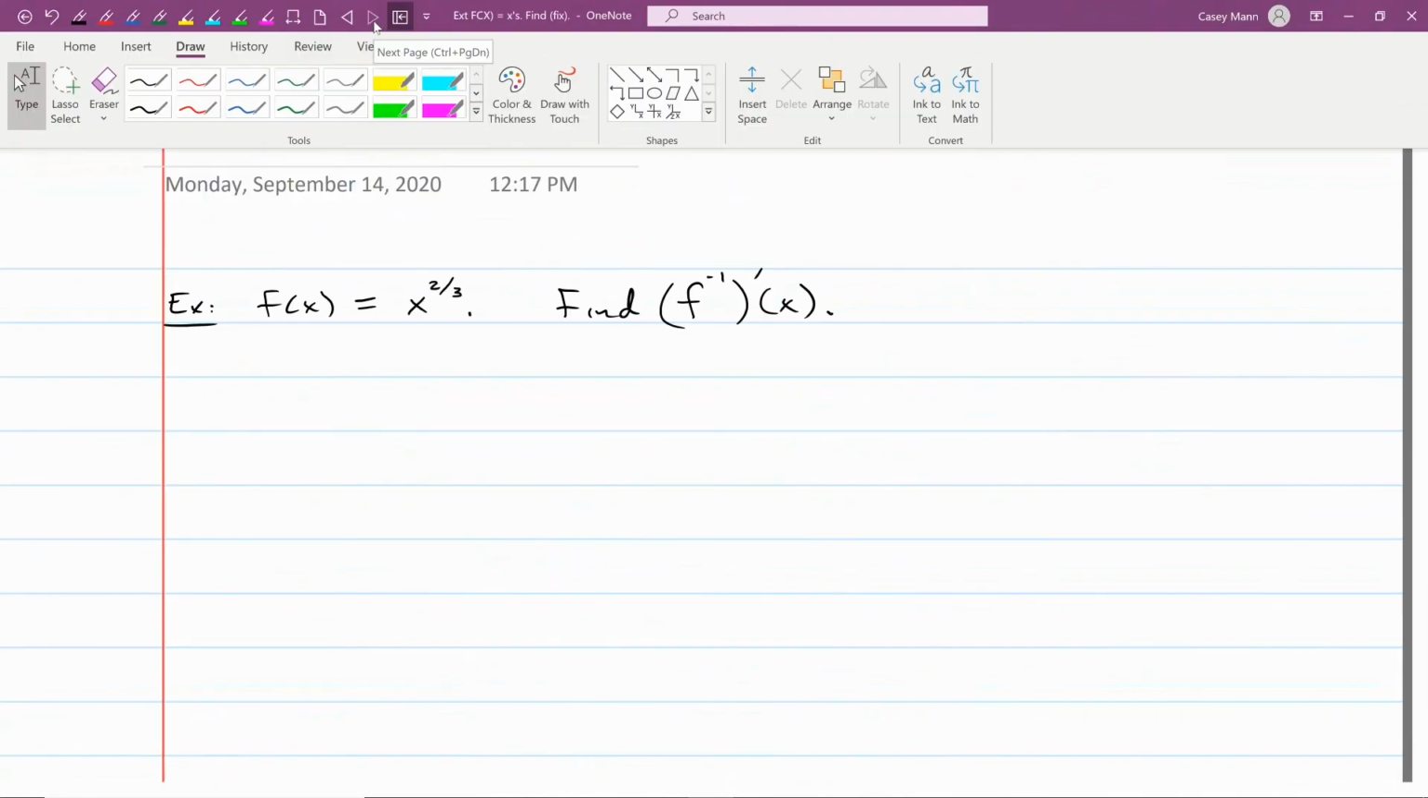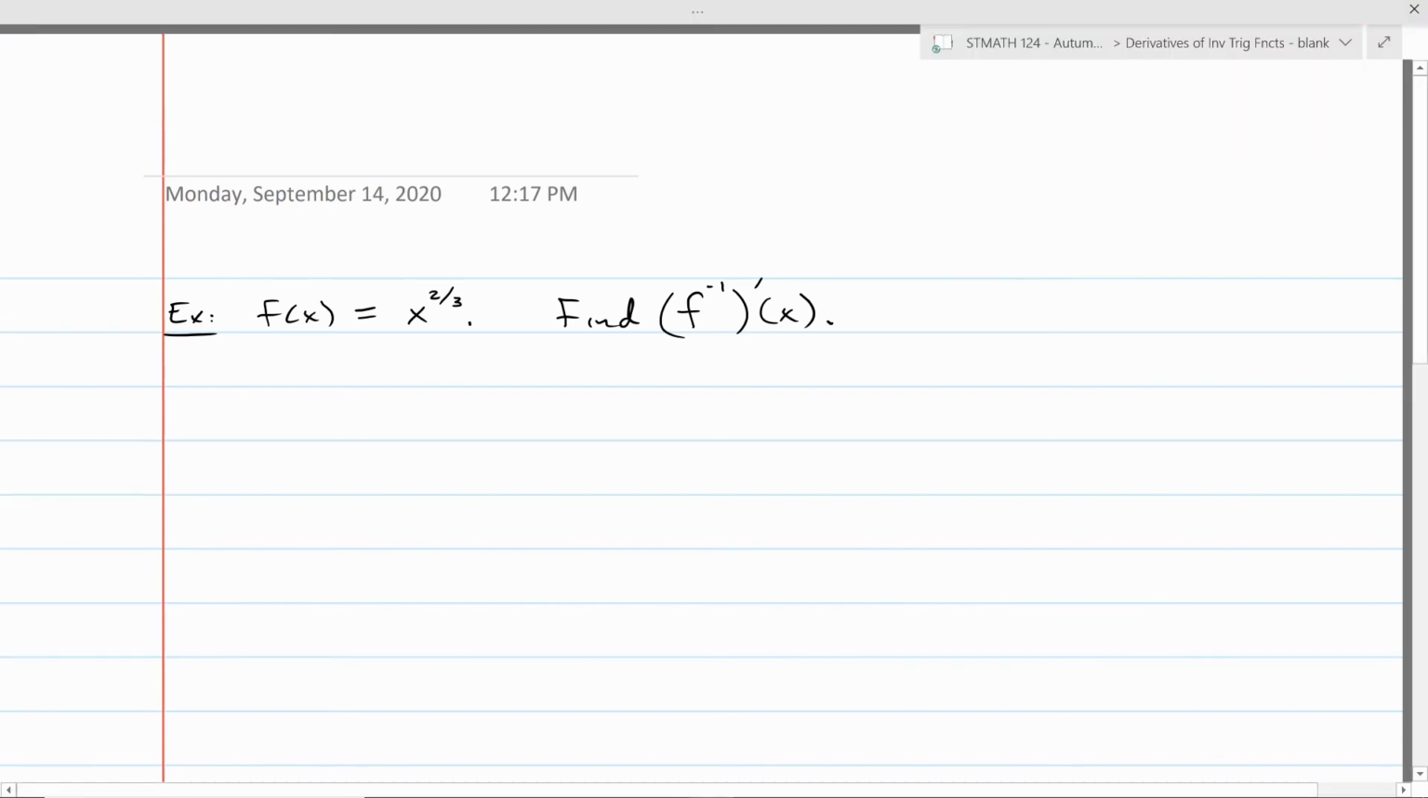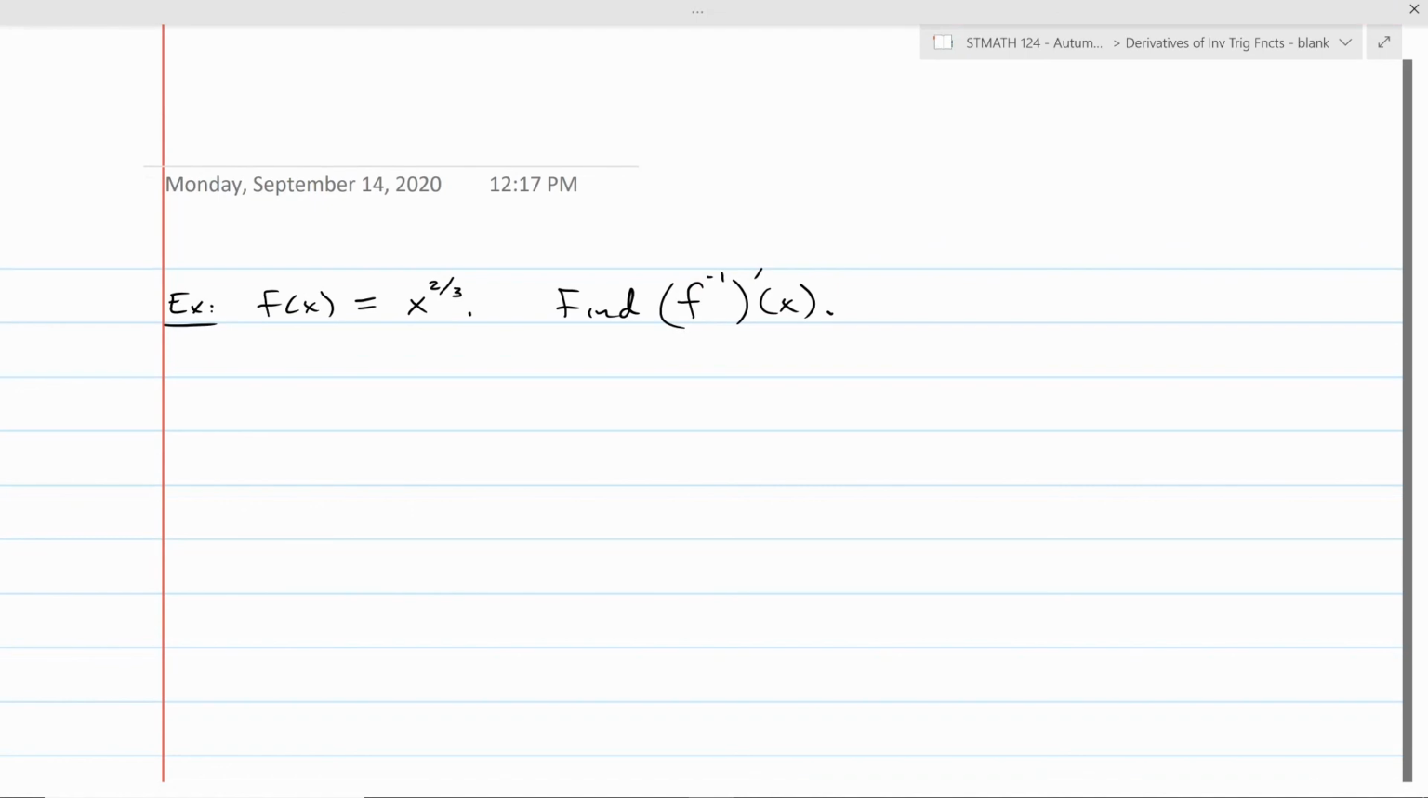So here's the function, f of x equals x to the 2/3. And I want to find the derivative of that function's inverse. And I want to do it without even knowing what the formula for the inverse function is. It's slightly magical, it seems. Calculating derivatives of things that you don't even know the formula of. Well, you can do it.